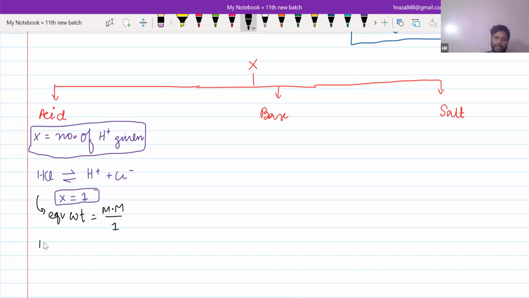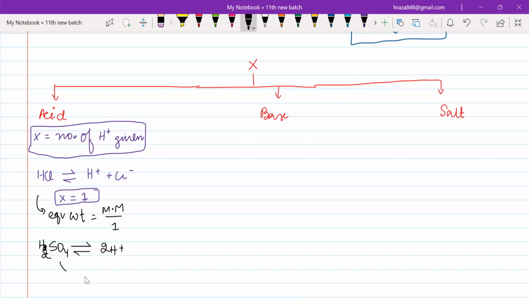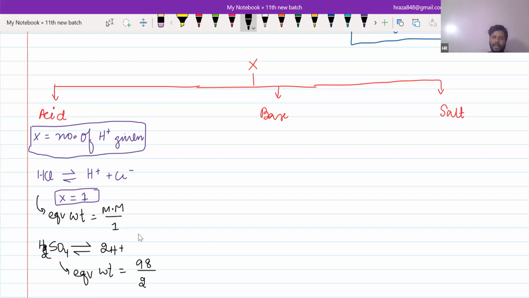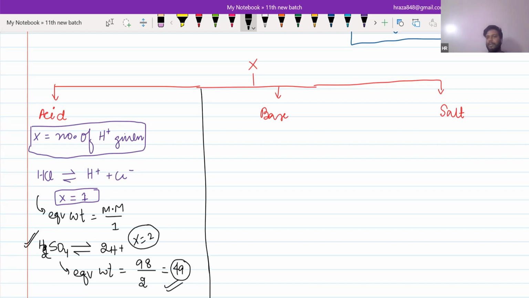Can you tell me how many H plus is given by H2SO4? 2. 2 H plus it will give. So equivalent weight of H2SO4 will be equal to molar mass of H2SO4, that is 98, divided by 2. X will have a value 2 because it will give 2 H plus. So 49, the equivalent mass of H2SO4 will be 49. Are you getting my point? So X for acid will be equal to the number of H plus given by acid. Okay. Yes, sir.